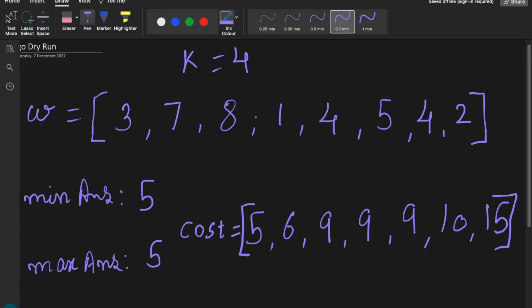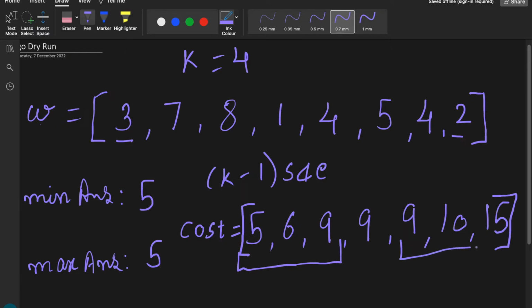Now how would we use it? Since we know we have added one starting point and one ending point to our answer, there are k minus 1 starting and ending points remaining in our answer. So if there are k minus 1 starting and ending points, what would we do to get the minimum answer? We will get the first k minus 1 elements from here. So our k is equal to 4, so we will get the first 3 elements and add them to the minimum answer, and for the maximum answer we would get the last k minus 1 elements and add them to the max of our answer.